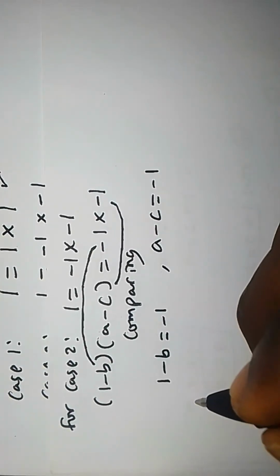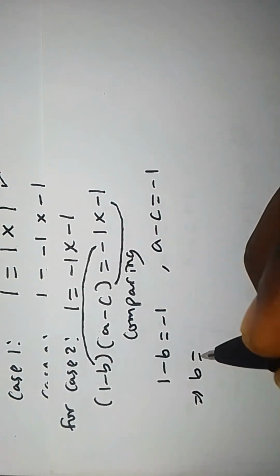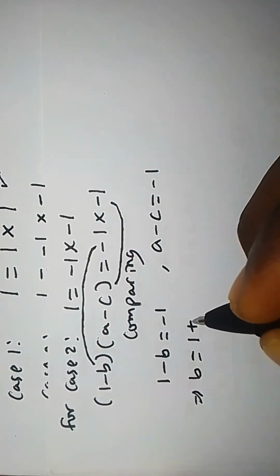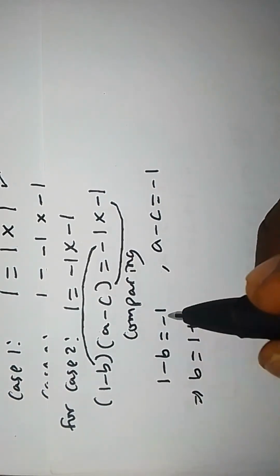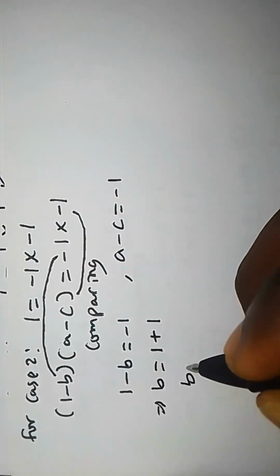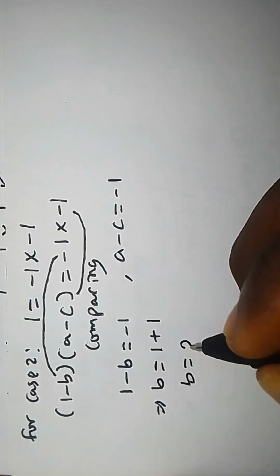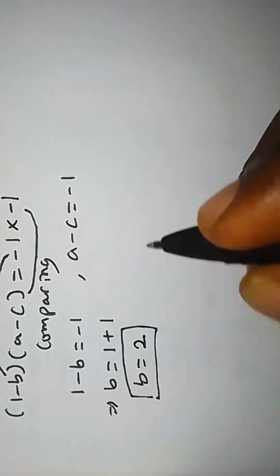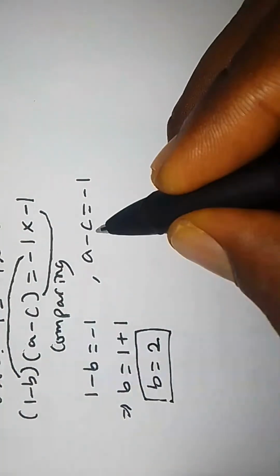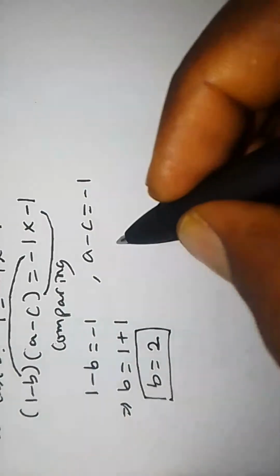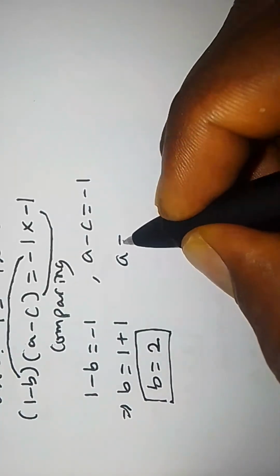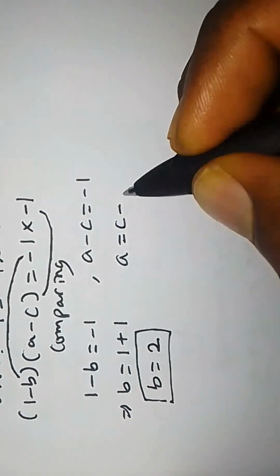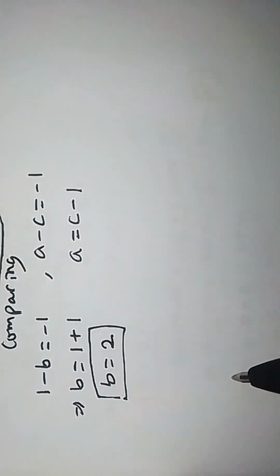From this line, B is equal to 1 plus 1, that is by rearranging this. B is equal to 1 plus 1, that is 2. This is the value of B. Now, before we substitute, moving minus C to the right hand side, we have A equals C minus 1. So let's proceed further.